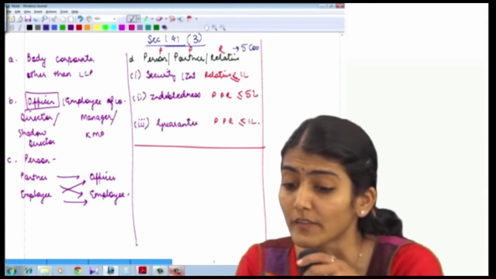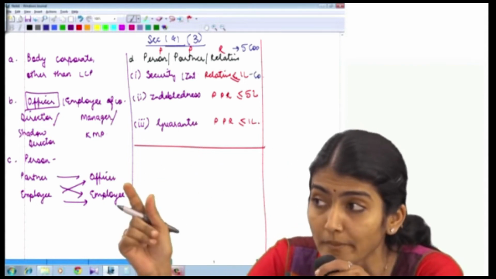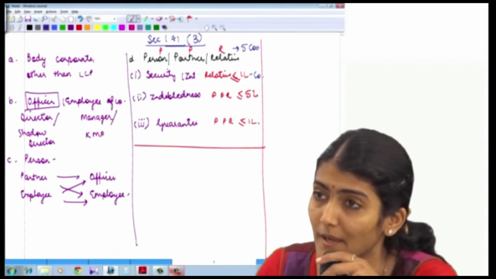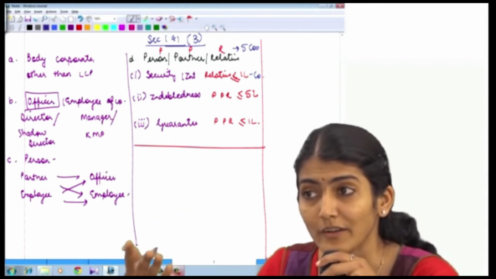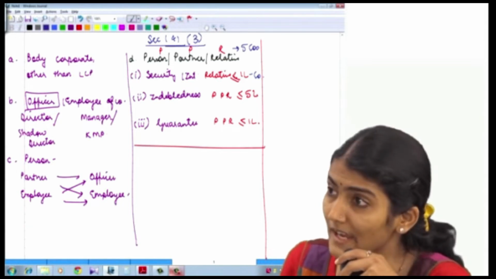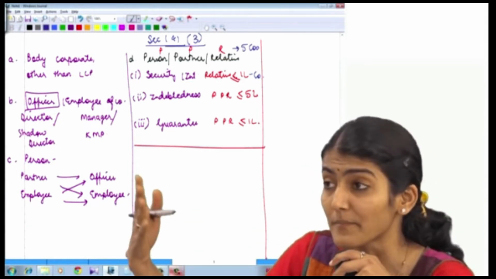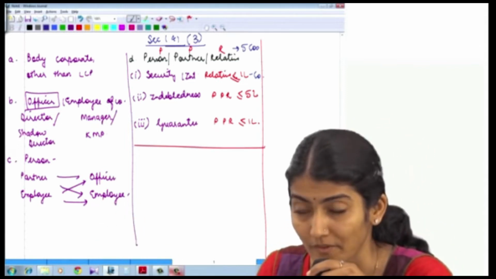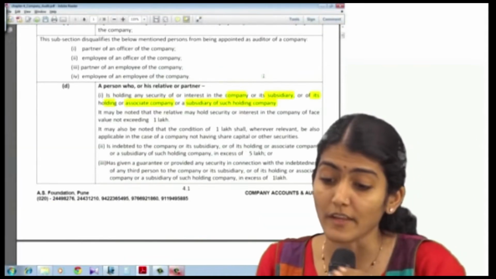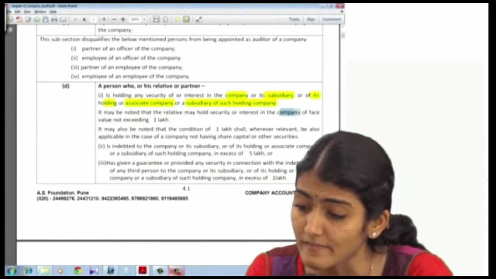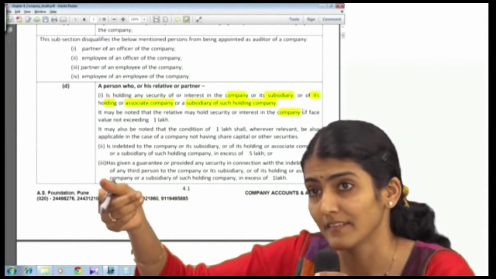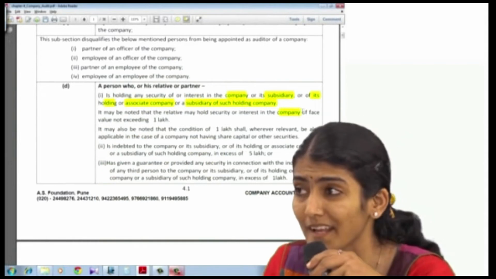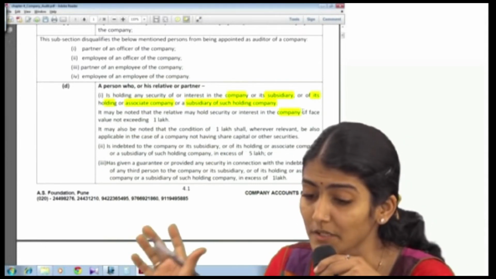The exception for the relative is only in the company, not in holding, subsidiary, associate or any other subsidiary of that holding company. Now this is again contradictory. What do you say? कि कंपनी में चलेगा पर कंपनी के होल्डिंग सब्सिडरी एसोसिएट में नहीं चलेगा. That is how it has been given. What does it say? Relative can hold security up to the face value of rupees 1 lakh in the company. Here it is not given holding, subsidiary, associate or any other subsidiary of that holding company. Do you get that? Okay.